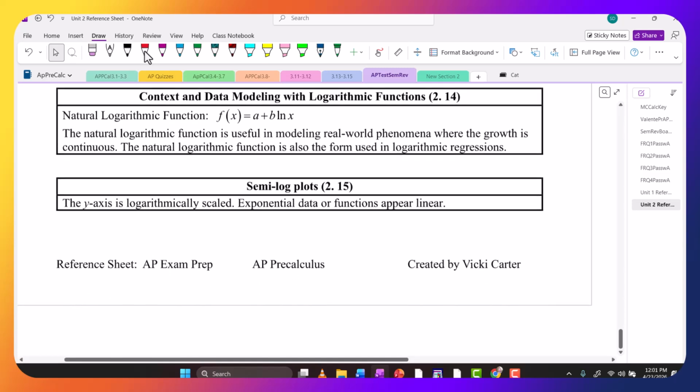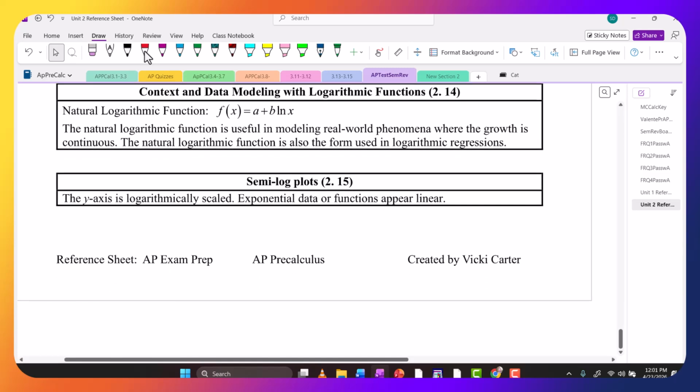Okay, and then we did do a lot of data modeling with that, and that would be in the calculator section. Those might be in our FRQs. We could talk about that when we talk about FRQs.